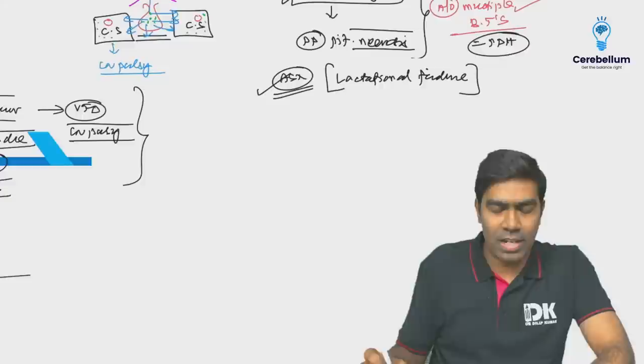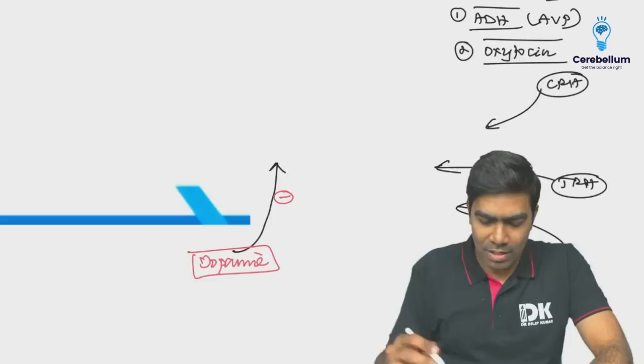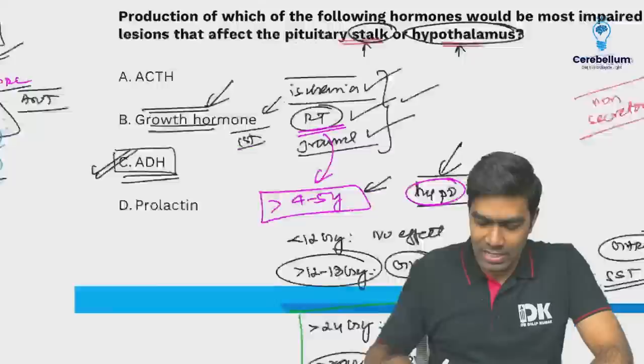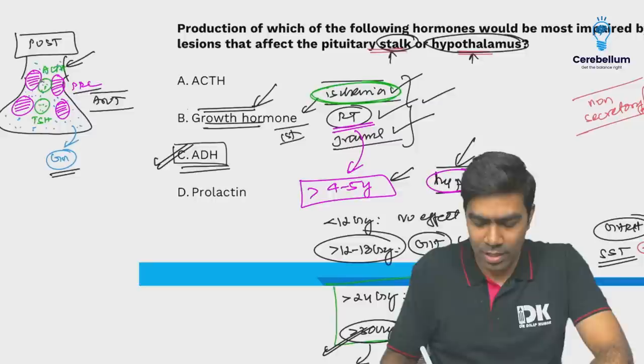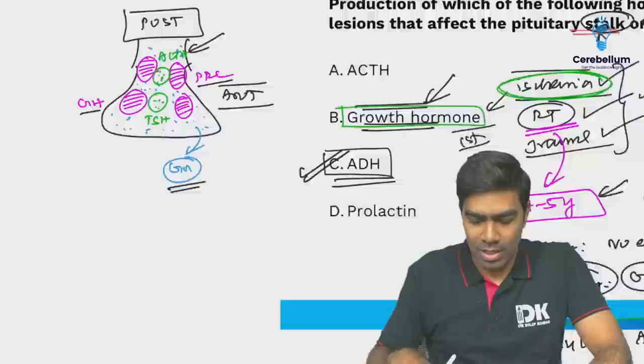So tell me one thing. We have seen in the first question itself, I told you, in ischemia to the pituitary, what is the first hormone to be affected? Growth hormone. So growth hormone deficiency is not going to produce much problem in adult patients as such. Then after growth hormone, what will be affected? Tell me which is more peripheral. After growth hormone, what will be affected?